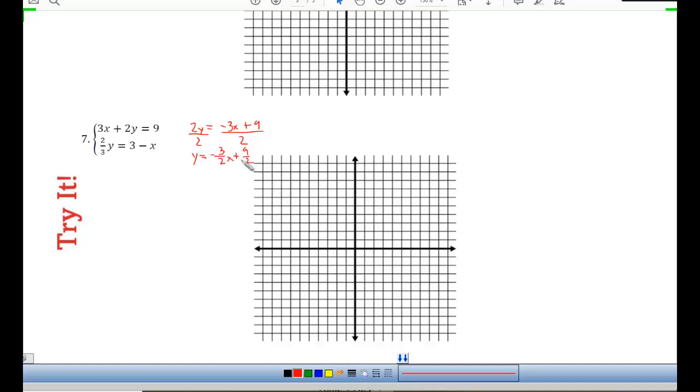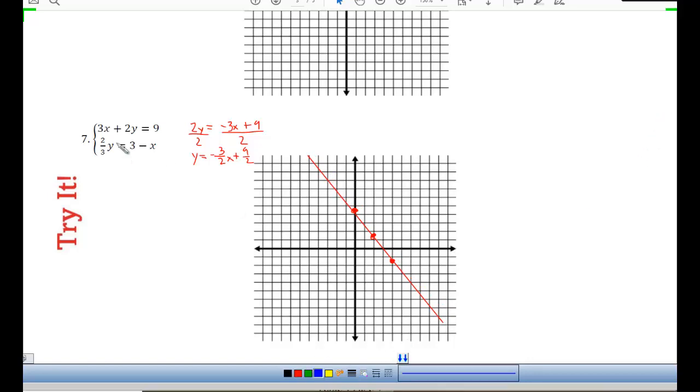So 9/2, that's 4.5. 1, 2, 3, 4.5. And then I have negative 3/2. So from there, I go down 3. 1, 2, 3, and then run 2. So 1, 2, 3, 1, 2. And we'll draw our line.